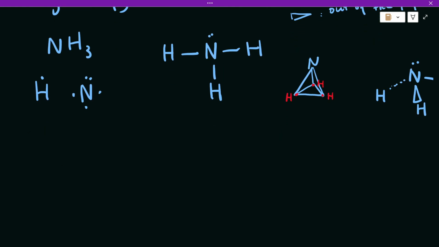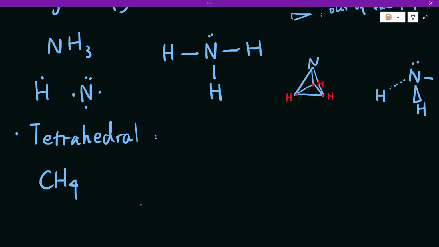And the next shape, which would be the final shape in the 5 basic shapes, is called the tetrahedral shape. And for this case, we will be using the molecule carbon tetrahydride.